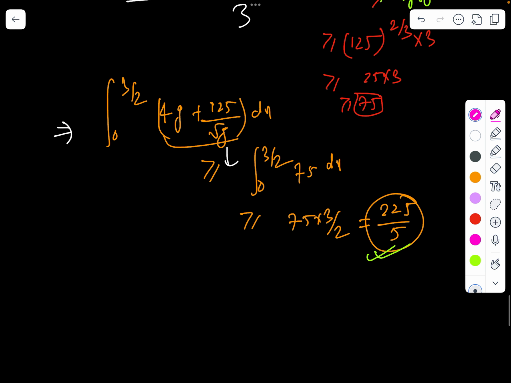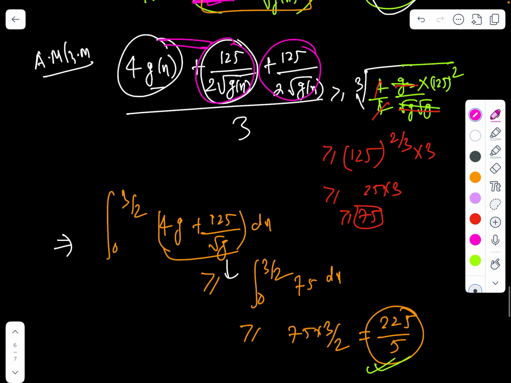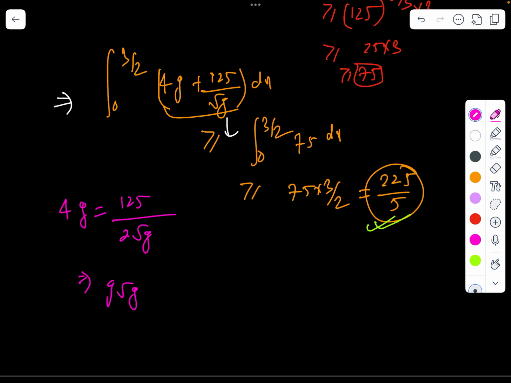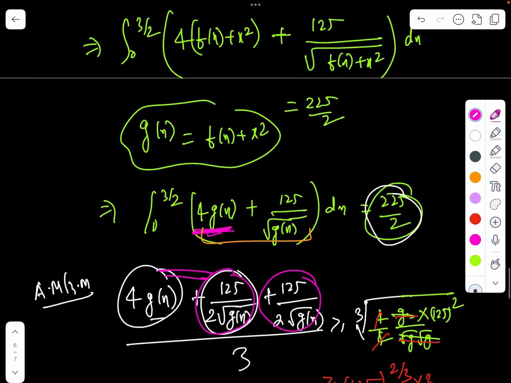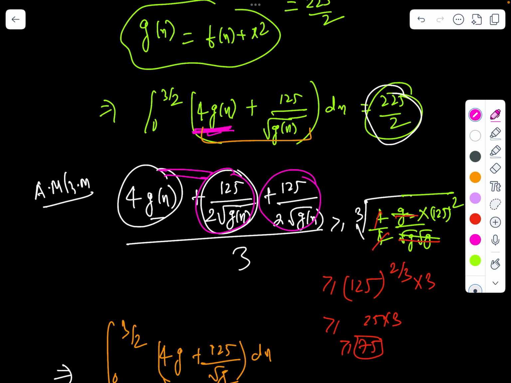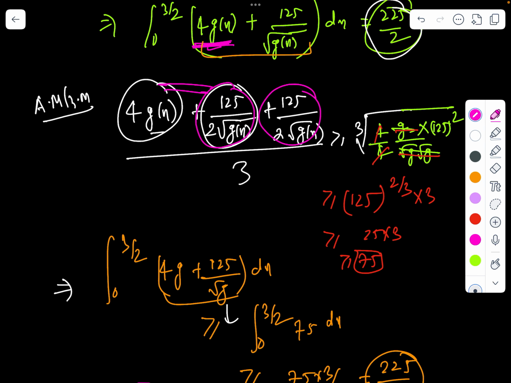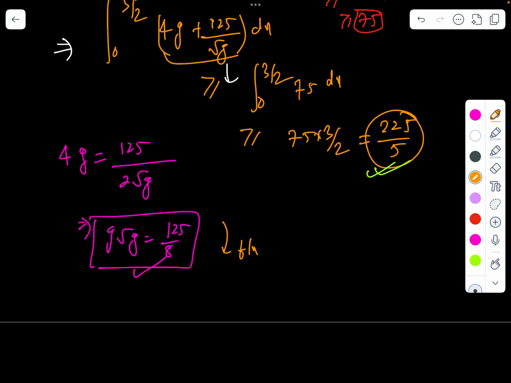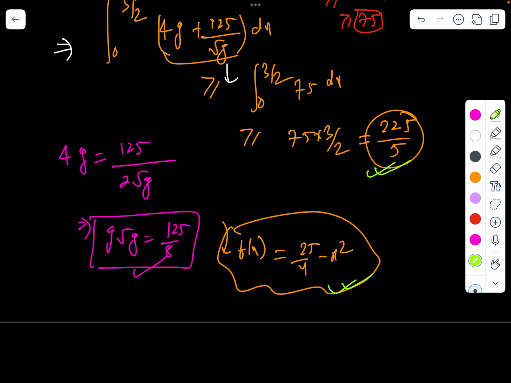And if you make them equal, you can retrieve the functions also. So 4 times g is 125 by 2 root g. That will give you g root g is 125 by 8. And now you can square, get g, and g I have already substituted. So if you solve this, you will get f of x explicitly, I guess. Corresponding to this function, you'll get that equality case. So it was extremely tricky, and you can accidentally solve it.